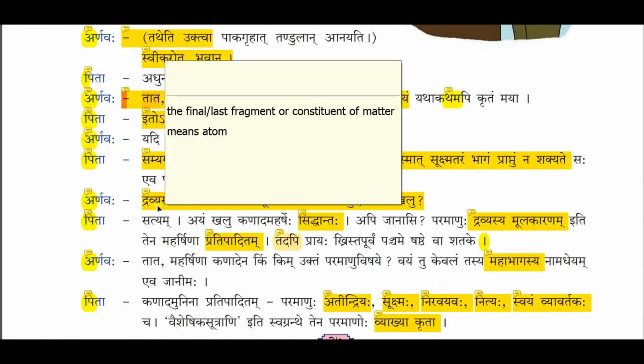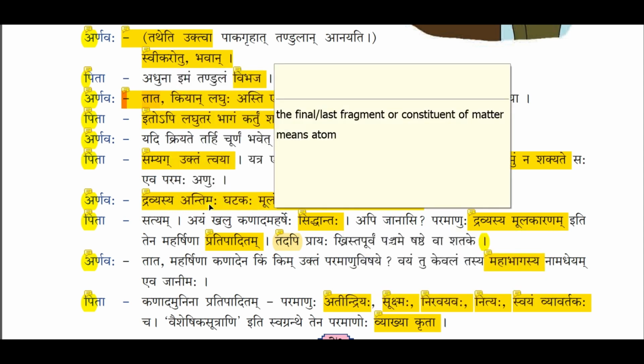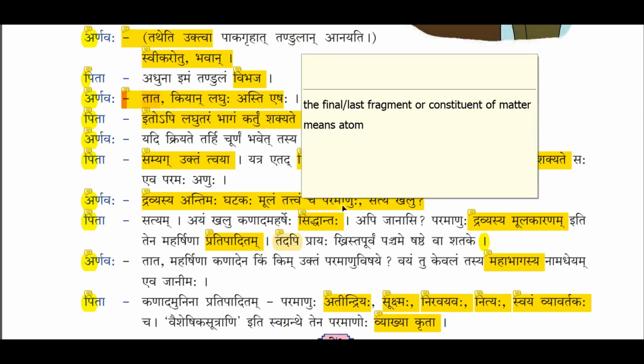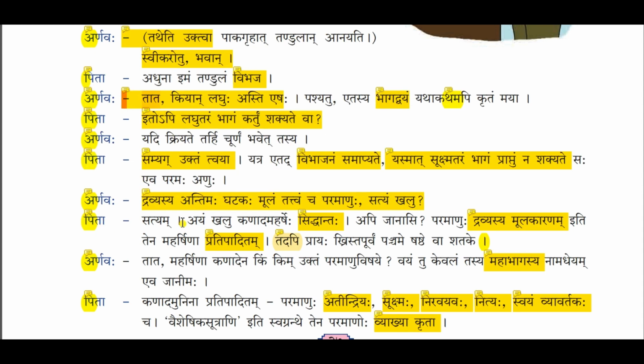Arnav, dravyasya means of matter, antimah, antima means final or last. Ghataka means fragment or the part. Moolam tattvam, moolam tattvam means the root source. Cha paramanu, that means atom. Arnav said the final or the last constituent of matter is the atom. सत्यम् खलु? Is it true? क्या ये सही है? Father said, satyam, correct.